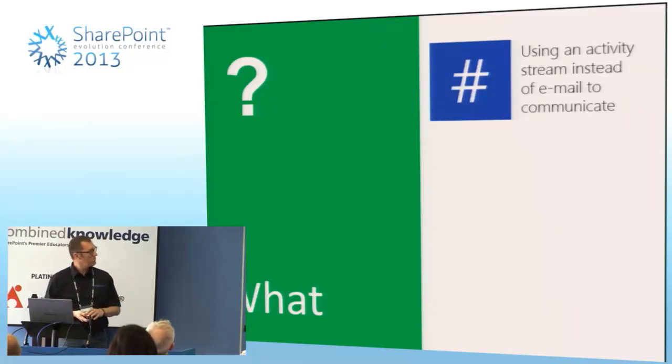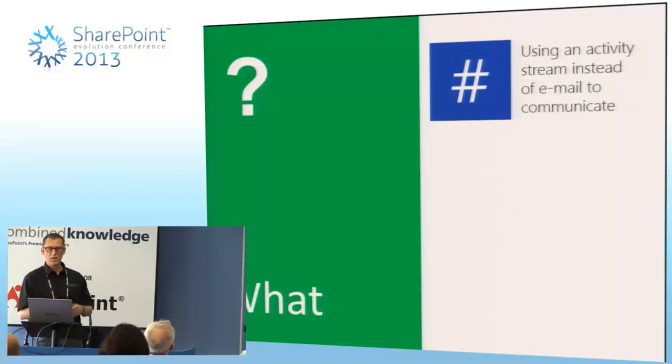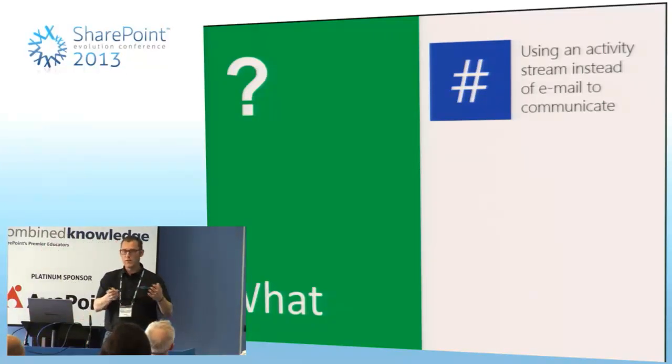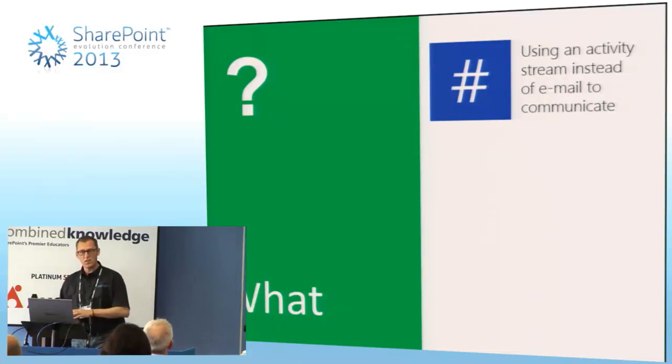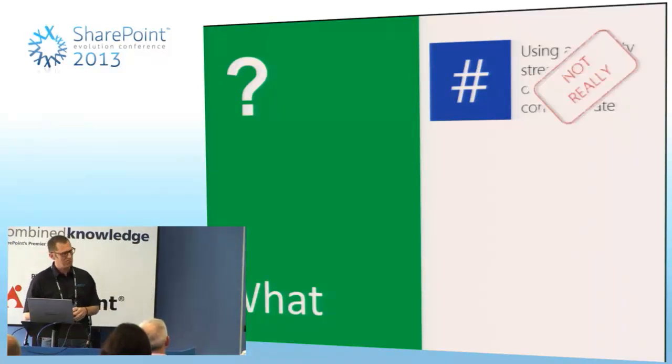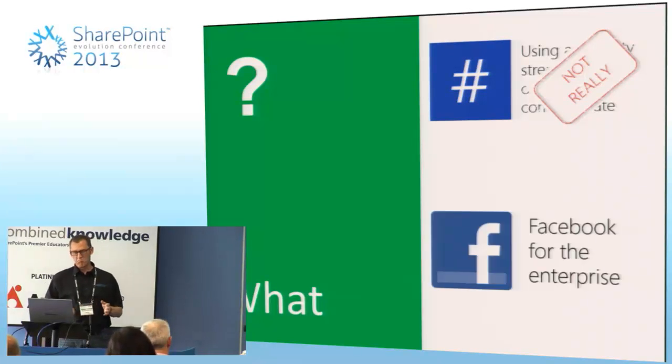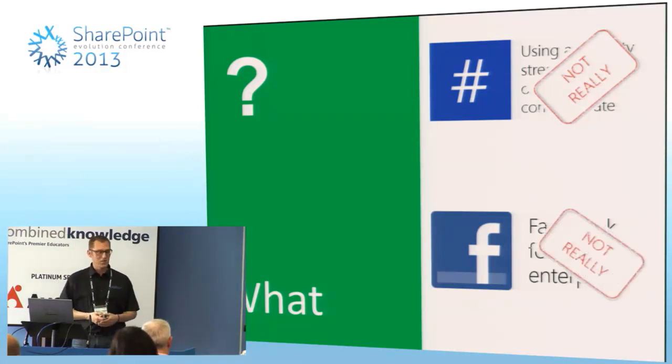So what are we talking about here? This might be a really small definition of what social is about. So instead of email, moving away from email and doing a lot of communication in an activity stream, is that what it is? Well, maybe, but not really. It's just a really, really small part of the entire thing we're doing. Is it Facebook for the enterprise? I don't think so. Maybe that's the easy way of explaining it to users, but that's not what it is.